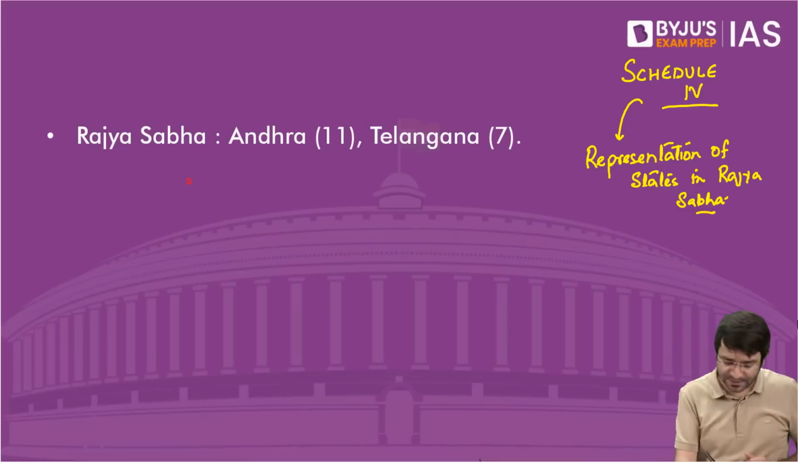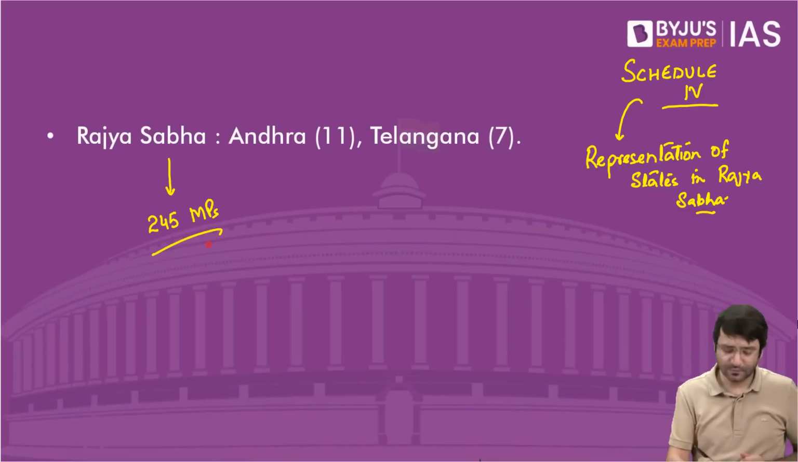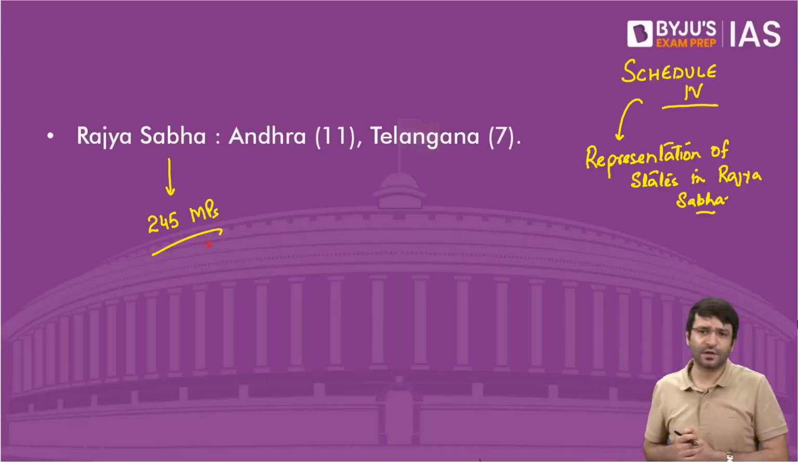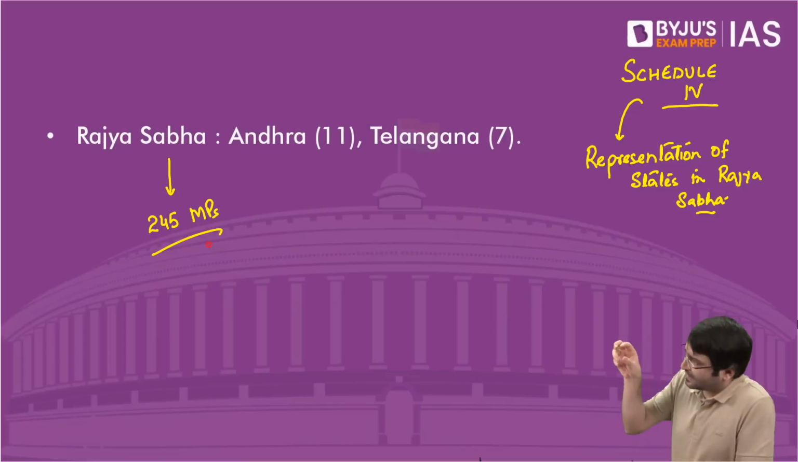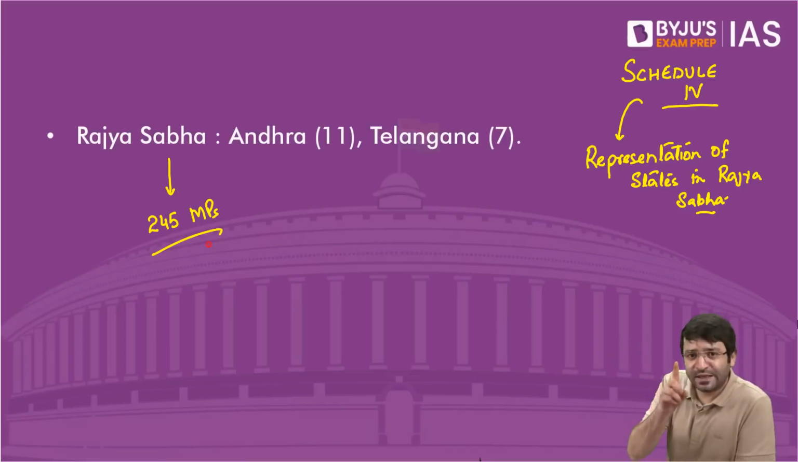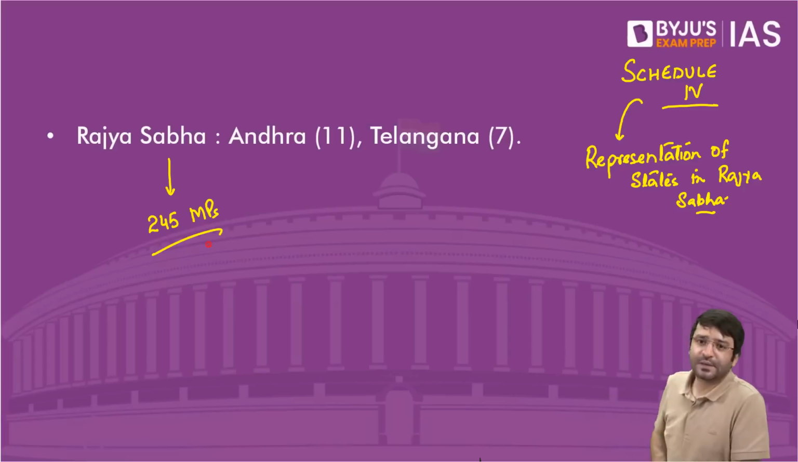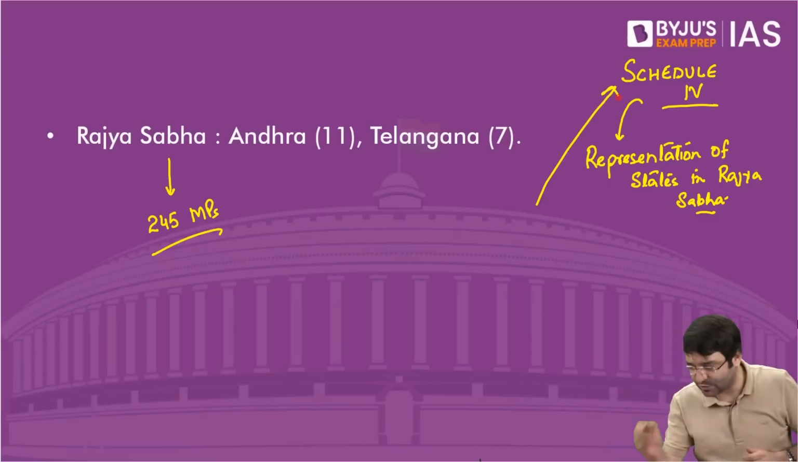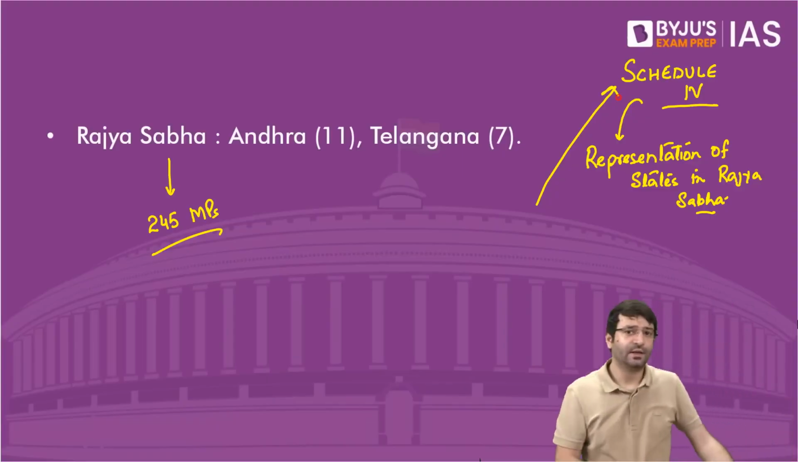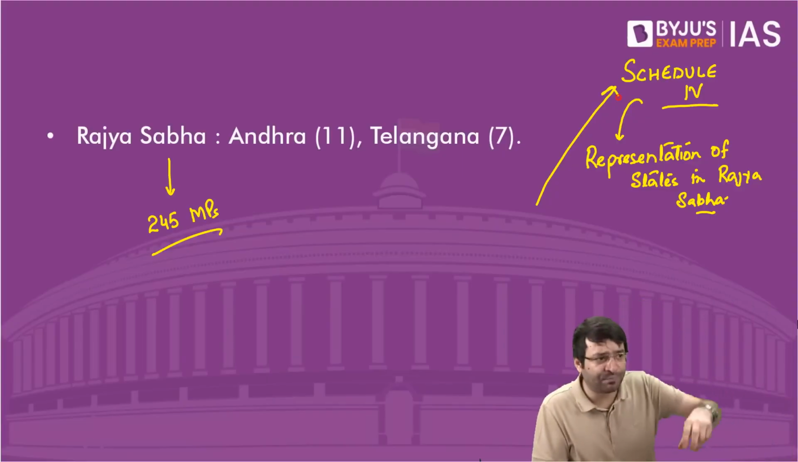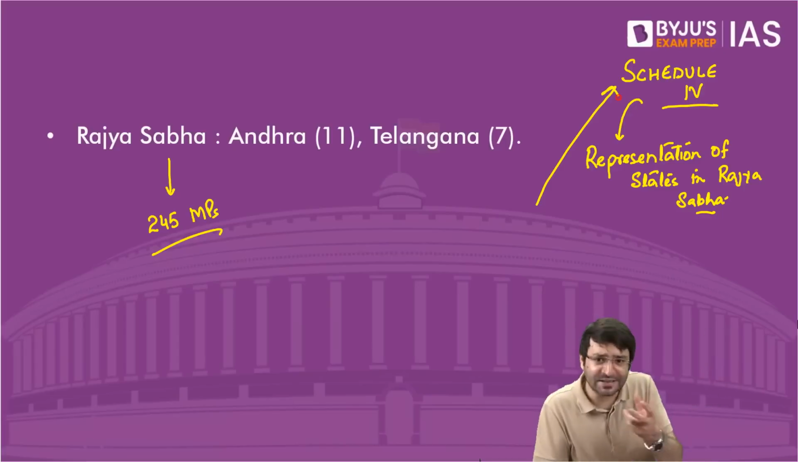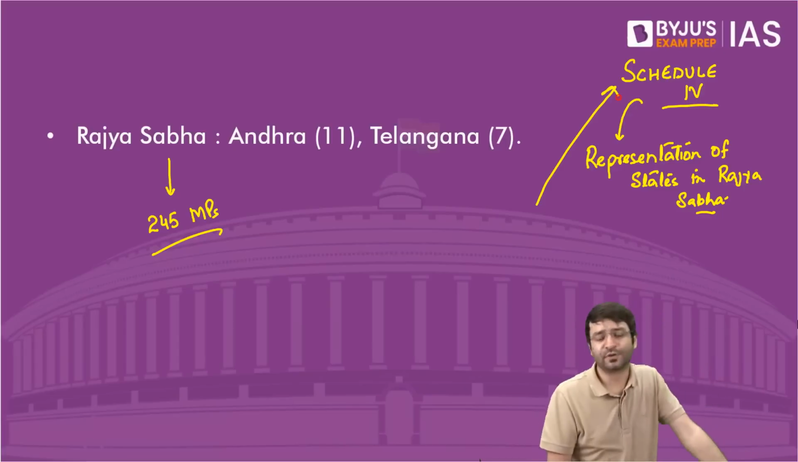For example, we have Rajya Sabha where 245 MPs are there. 245 is the strength of Rajya Sabha. But in this Rajya Sabha, there will be 31 MPs from Uttar Pradesh. Where is this mentioned? It's mentioned in Schedule 4 of the Constitution. In Rajya Sabha, there will be 19 MPs from Tamil Nadu, for example. Where is this number mentioned? Schedule 4 of the Constitution.